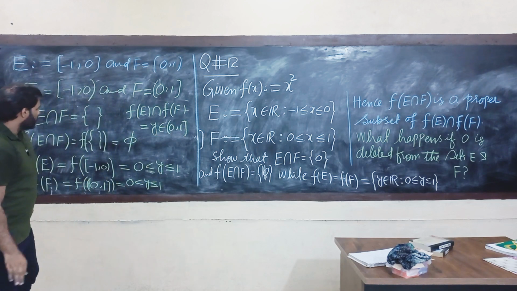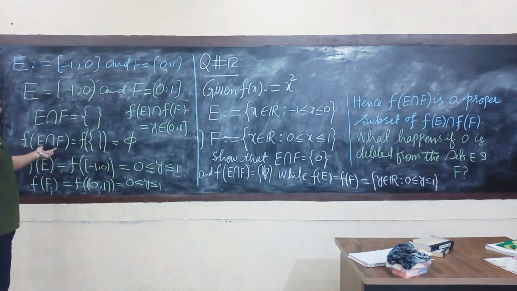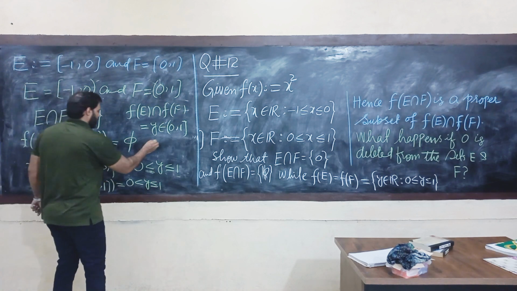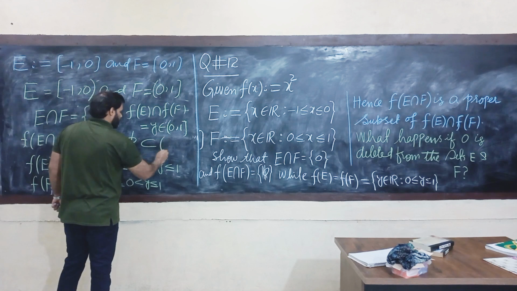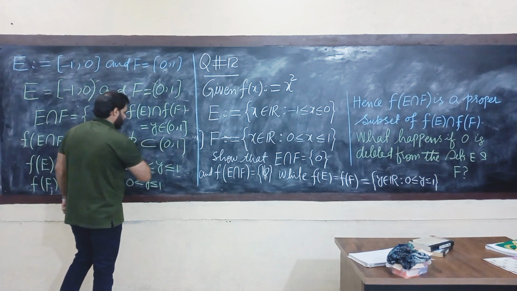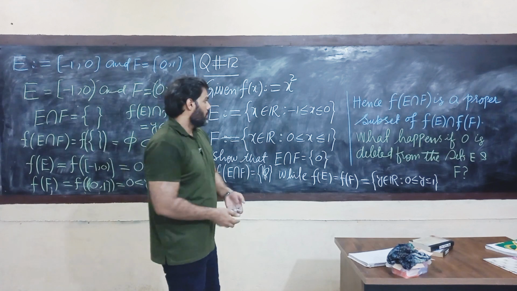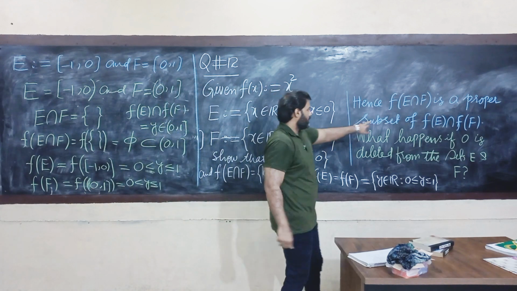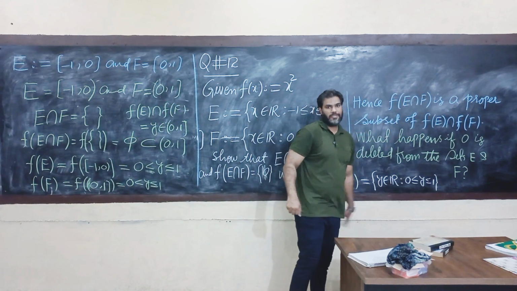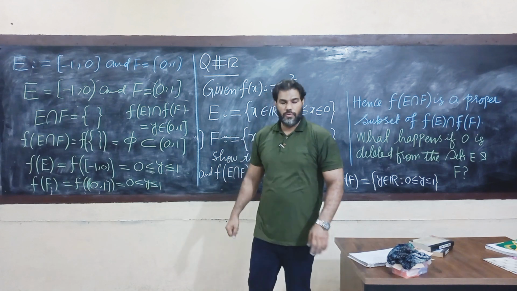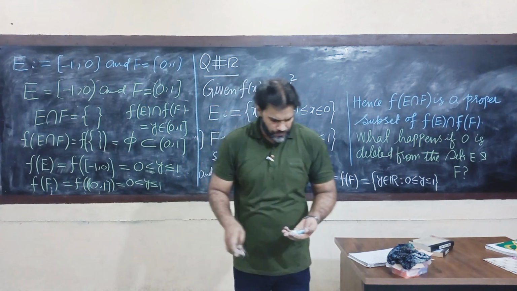So if we delete 0, then again in this case, this set f of E intersection F, that is the empty set, is clearly a proper subset of this set. So if we delete this number 0 from this set E and F, this set is again a proper subset of this. Next, we move towards question number 13.